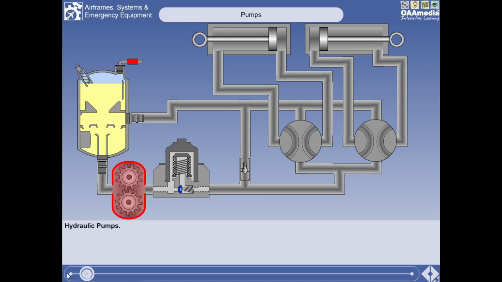In this lesson, we will look at the various types of pumps used in aircraft hydraulic systems. Pumps are used to draw oil from the reservoir and deliver a supply of fluid to the system.